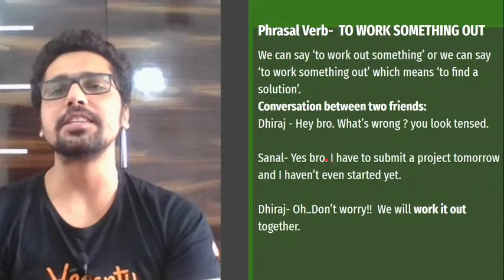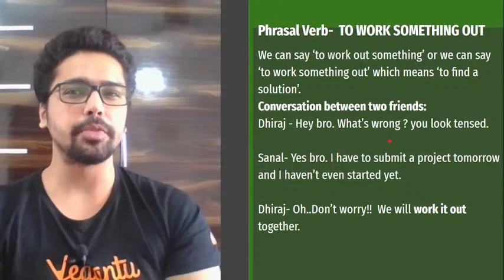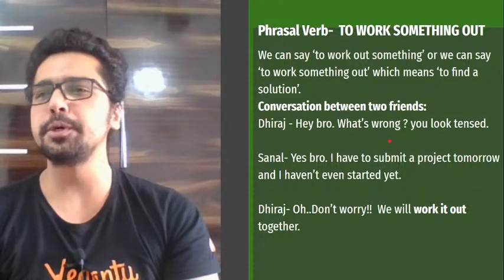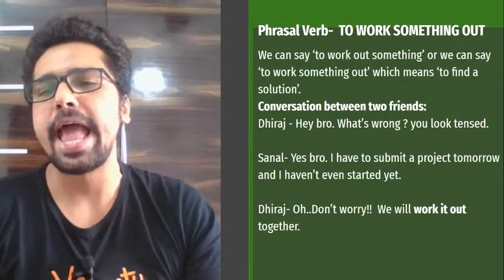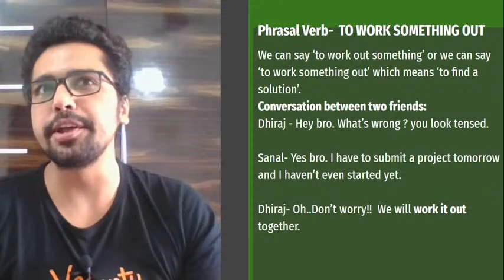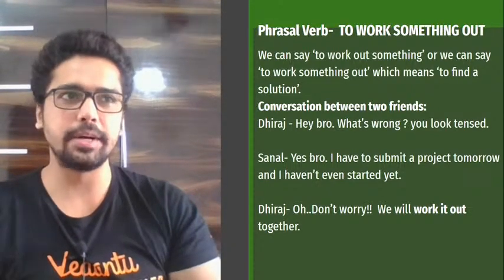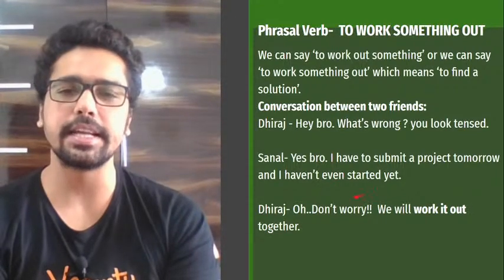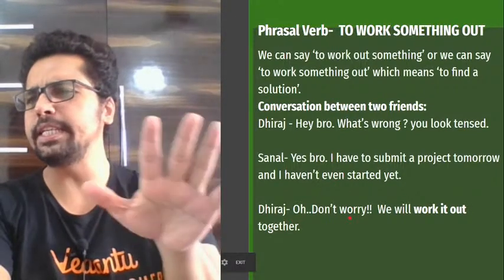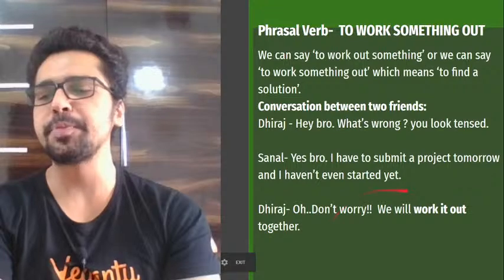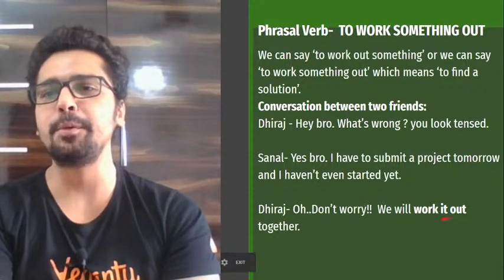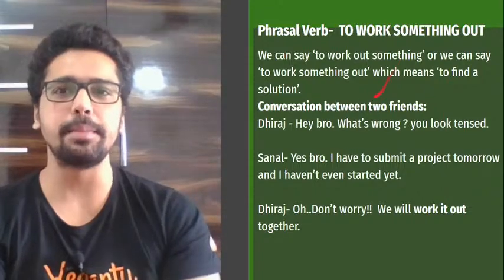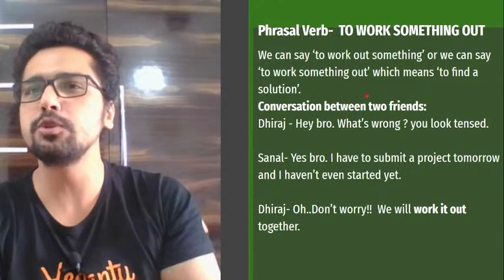So look at this here. Dhiraj says, hey bro, what's wrong, you look tense. Sanal says, yes bro, I have to submit a project tomorrow and I haven't even started yet. That's what he's saying. Dheeraj says, oh, don't worry, we will work it out together. So look at this here, work it out. We will work it out together. So work it out over here means we will find a solution to it.